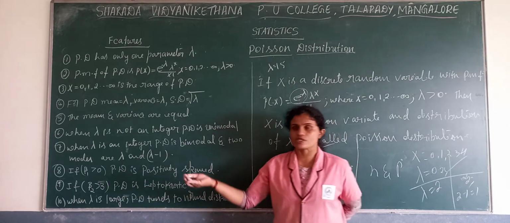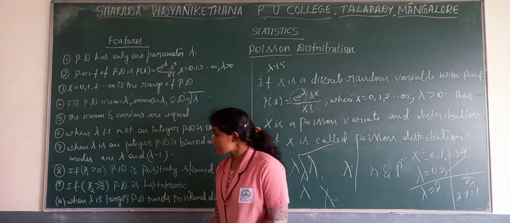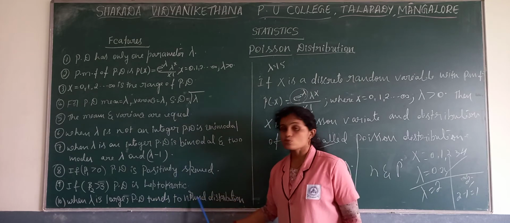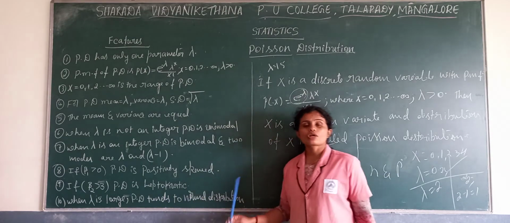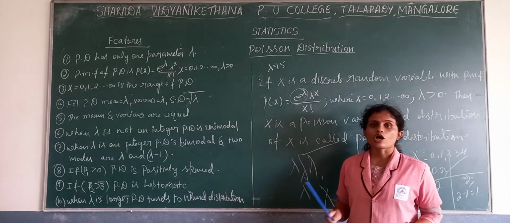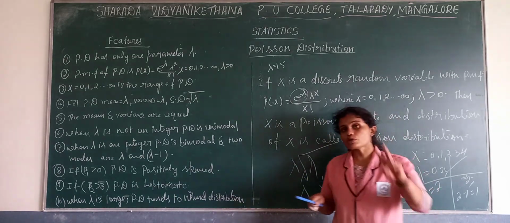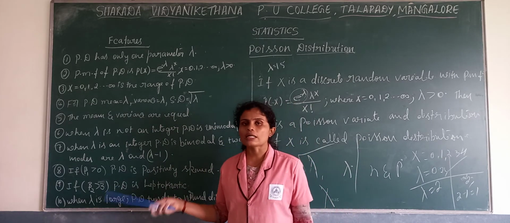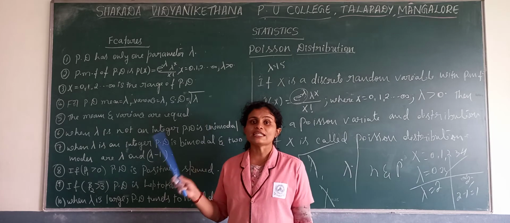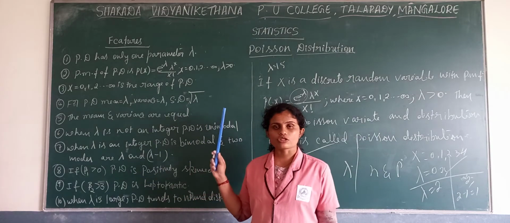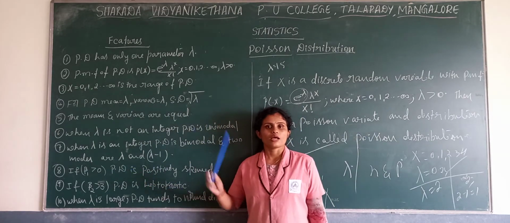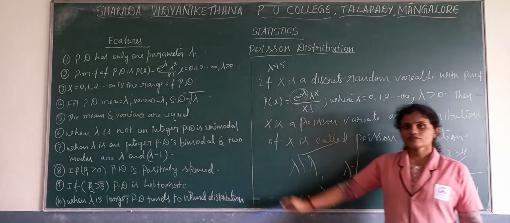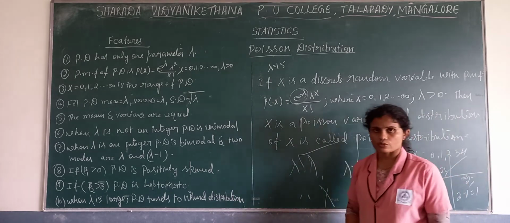One more distribution comes next. So, when lambda is large, Poisson distribution tends to normal distribution. Then we should consider that problem as a normal distribution. The same two cases were there in case of binomial distribution also: where p and q are equal, and where n is large, binomial distribution should be considered as normal distribution. So these are the features of Poisson distribution.